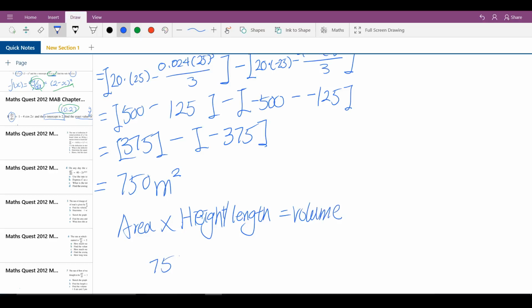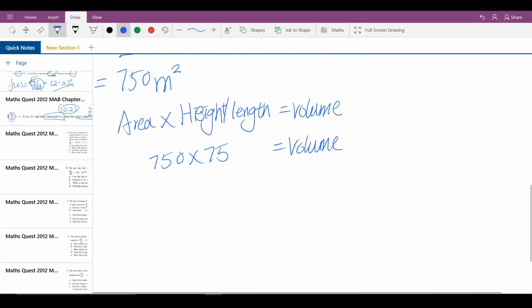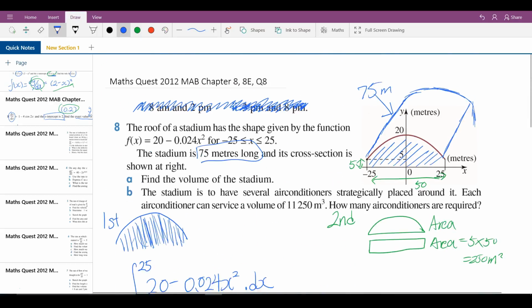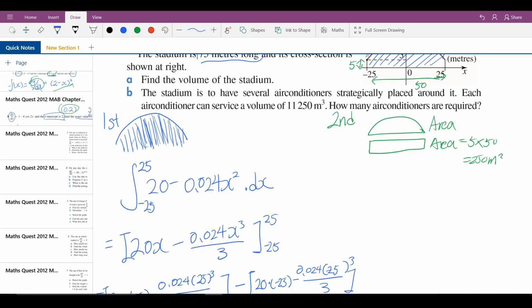So 750 times 75 will give us the total volume of the stadium. Let me just do that. 750 times 75 would be 56,250 meter cube. Yeah, because it's a volume unit. This is a meter square times a meter, which gives you a meter cube. Okay, so that's that. We can double check with the second method because they both should work.